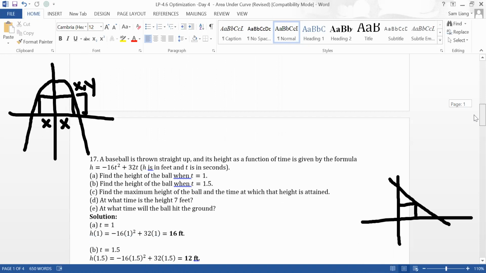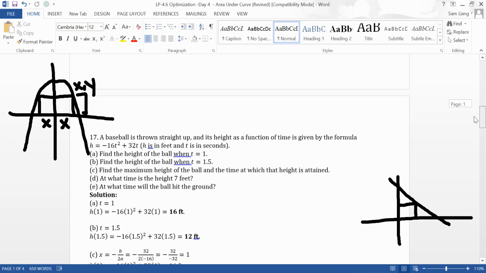So here we have a baseball thrown straight up, and its height as a function of time is given by the formula h equals negative 16t squared plus 32t. h is in feet, t is in seconds. Okay, so for part A and part B, we just find the height of the ball when t equals 1 and 1.5 respectively.